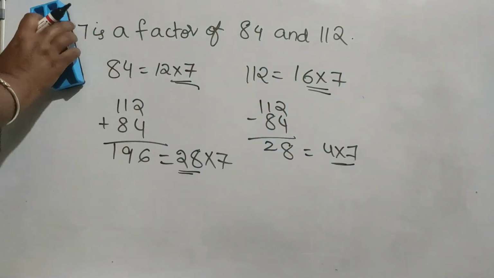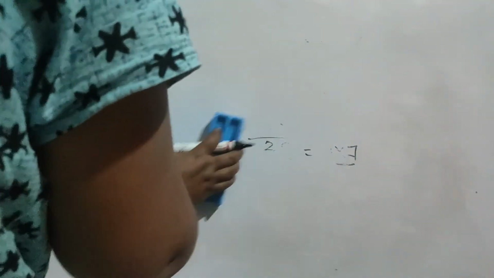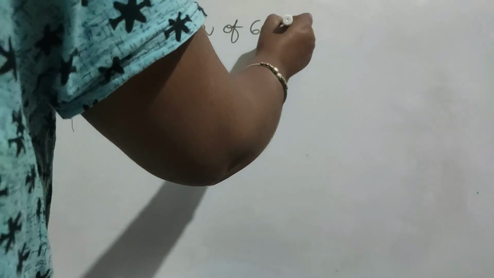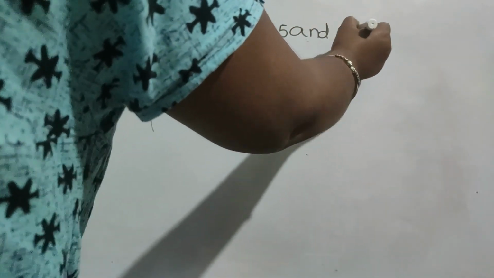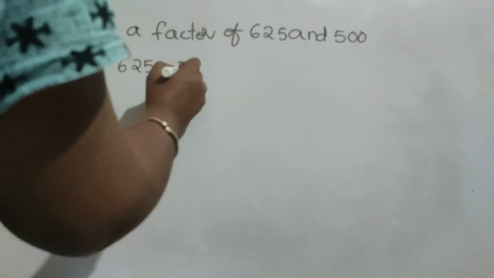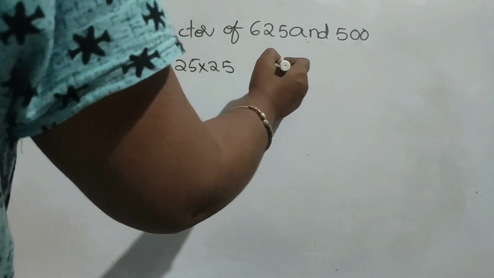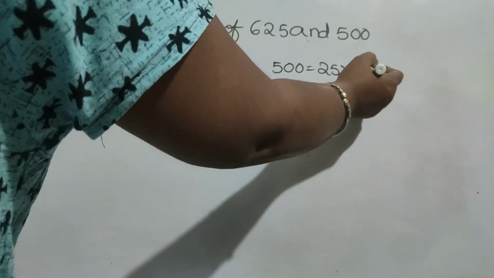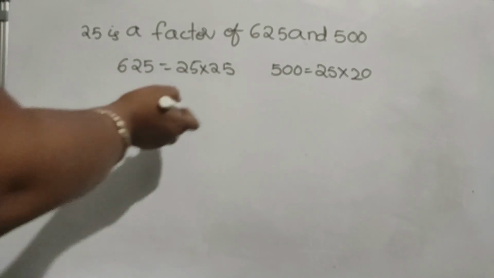Now the last question, which is in exercise 3.3, more about numbers. 25 is a factor of 625 and 500. 625 is 25 into 25, and 500 is 25 into 20. Correct? This is a multiple of 25, and this is also a multiple of 25.